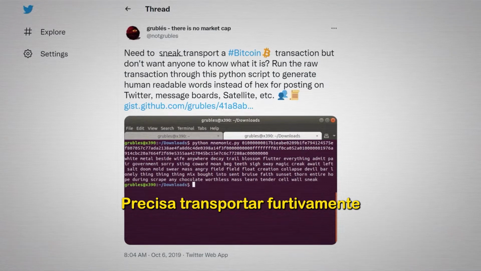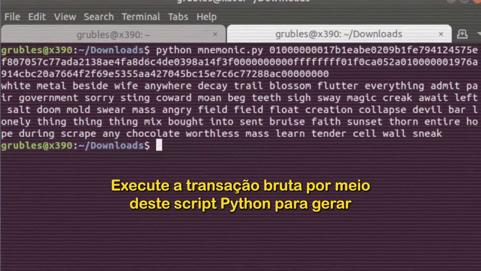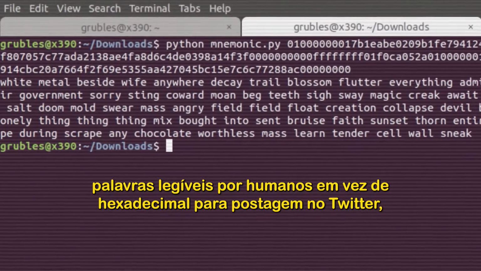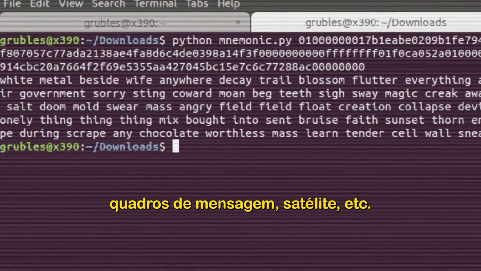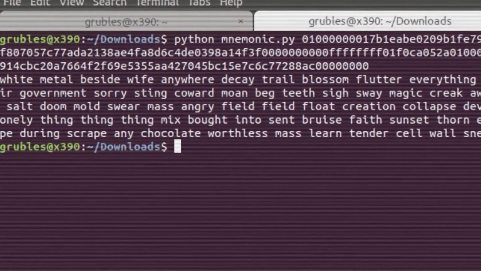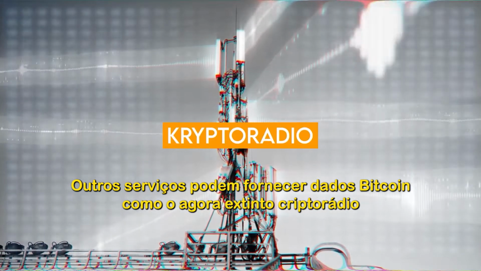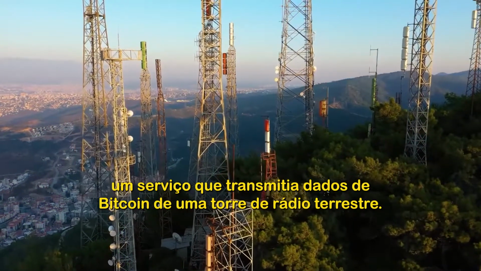Need to sneak a Bitcoin transaction but don't want anyone to know what it is? Run the raw transaction through this Python script to generate human-readable words instead of hex for posting on Twitter, message boards, satellite, etc. Other services can provide Bitcoin data, like the now defunct Crypto Radio, a service that broadcasted Bitcoin data from a terrestrial radio tower.